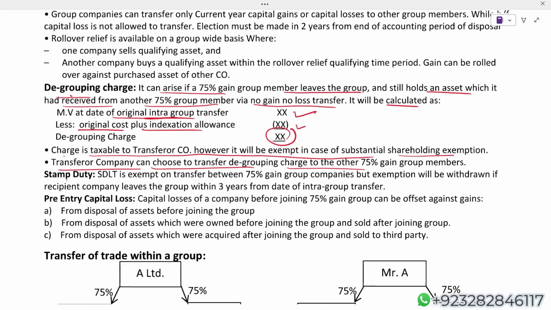Stamp duty. Stamp duty land tax is exempt on transfer between 75% gain group companies, but the exemption will be clawed back if the receiving company leaves the group within 3 years from the date of the intra-group transfer. So there's an exemption of stamp duty land tax on transfer between 75% gain group companies, but if that company leaves the group within 3 years, then you have to pay SDLT.